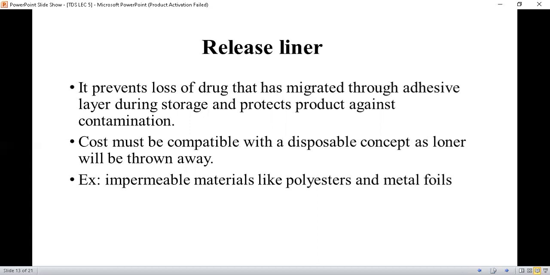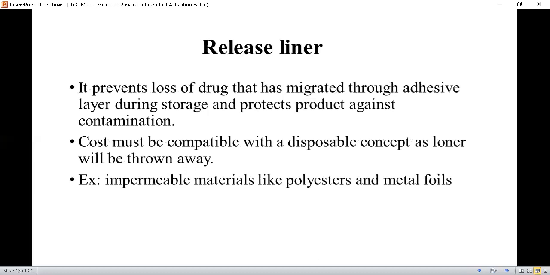During storage, the release liner is applied on the adhesive material. We know that the drug is present in the adhesive material, or it may be suspended in another membrane system, but in whatever case, the drug will have to pass the adhesive layer so that it comes in contact with the skin.